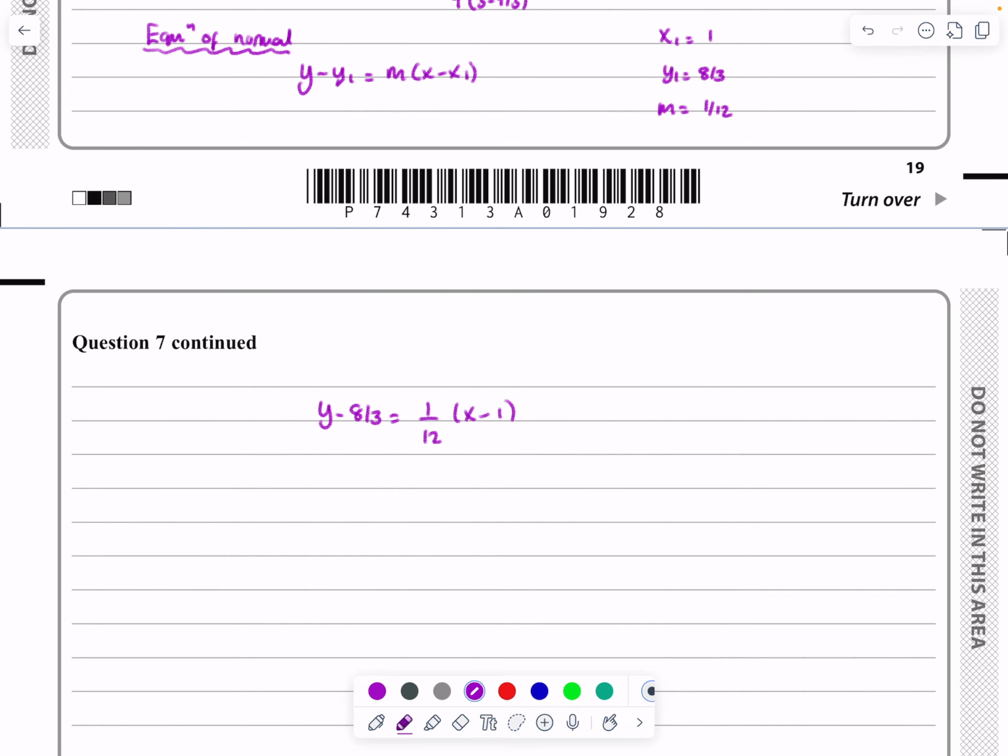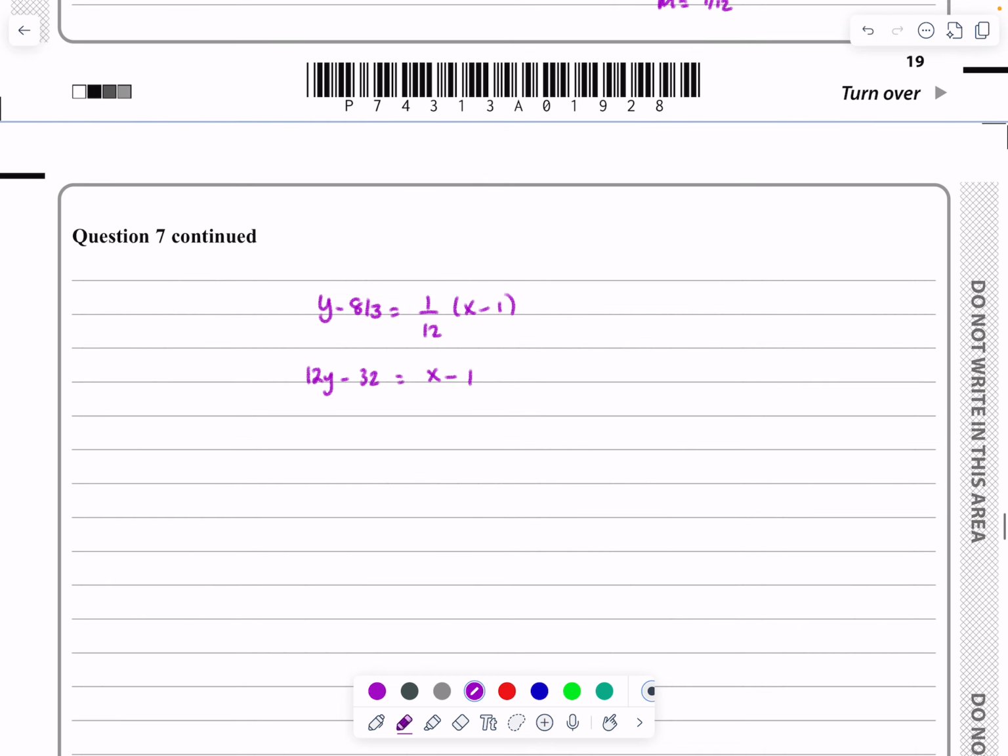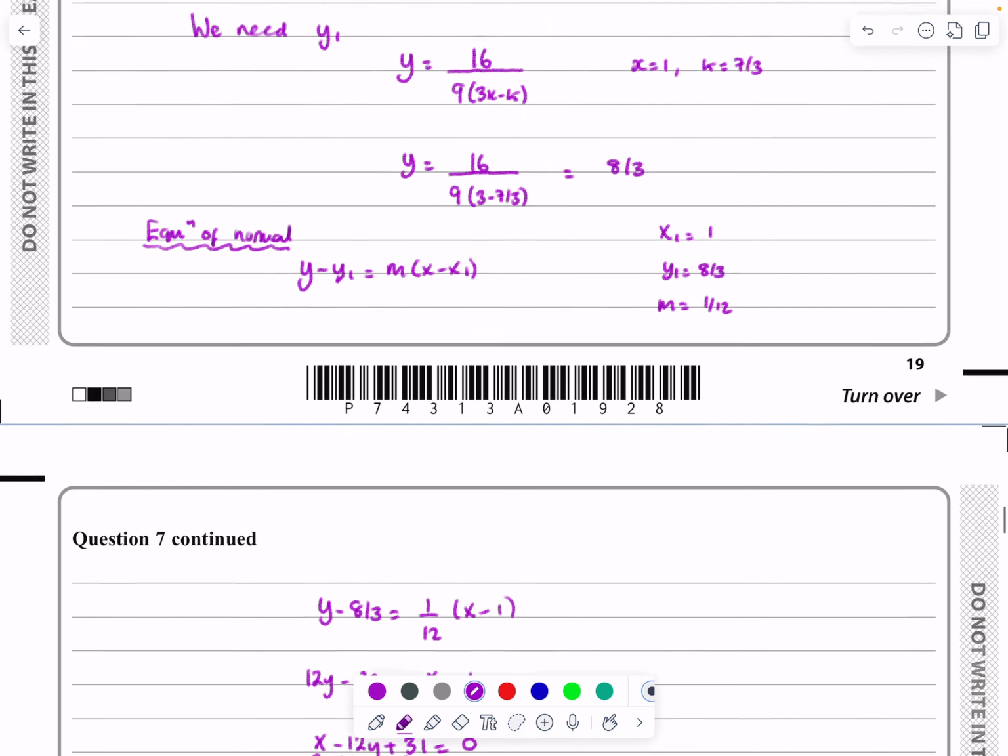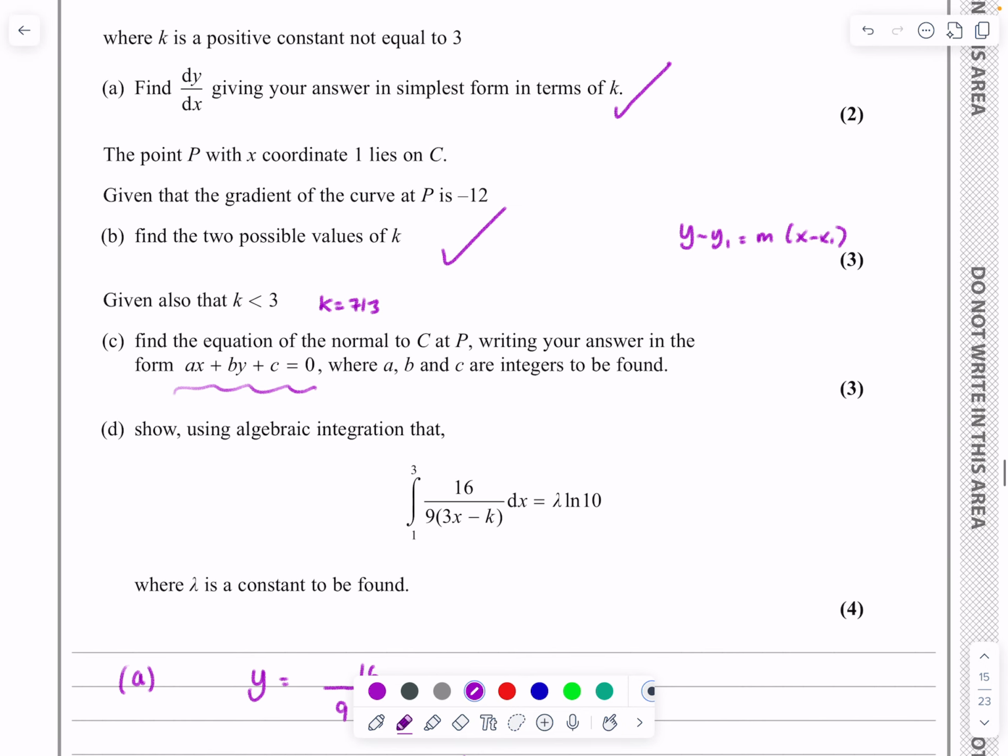And because of the way they wanted it, I'm just going to multiply everything here by 12. I'll get 12y minus 32 is equal to x minus 1. And they wanted that in the format x minus 12y plus 31 equals 0. So they didn't want it in the form y equals mx plus c, but that's okay, that's fine. Good, going on at a nice pace here. We've got c done as well.